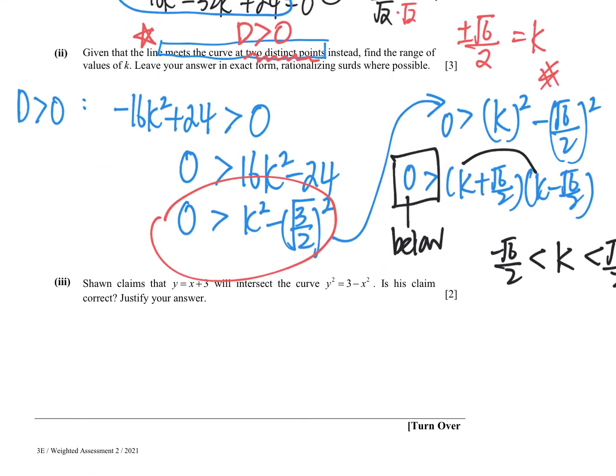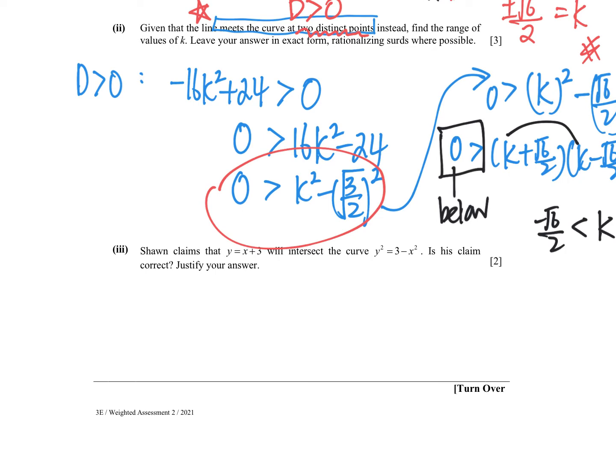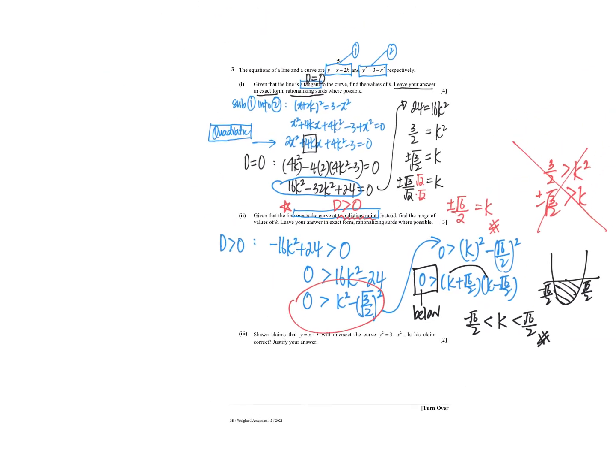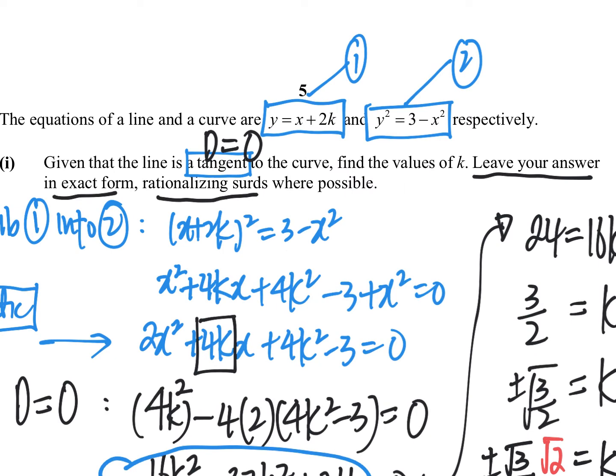So the last part says, Sean says that if I have y equals x plus 3, it will intersect the curve. Is it true? So you look at the equation. Now he's very specific. He said the equation is x plus 3 instead of 2k.